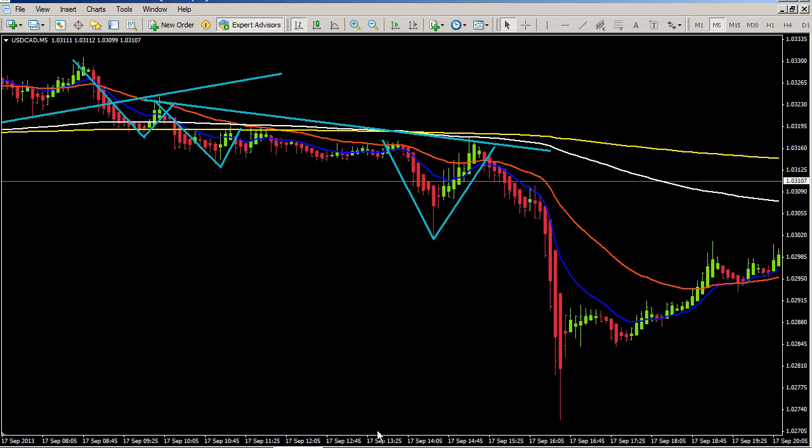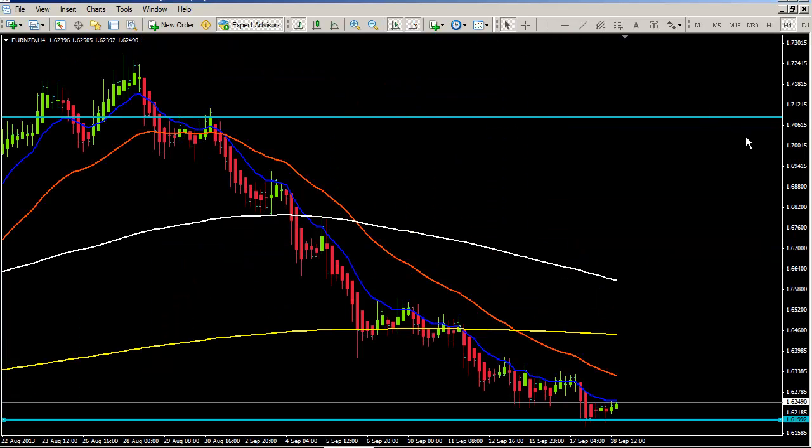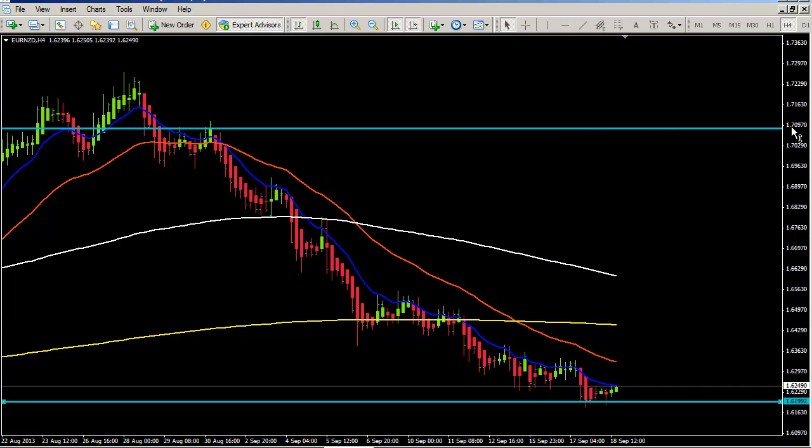Now there's another example on the Euro New Zealand dollar. Again, daily charts, support, a lot of resistance. Price is getting close to major support, but still red candles. There's volatility still to the downside, and no reason for us to look for longs until we see it clearly.